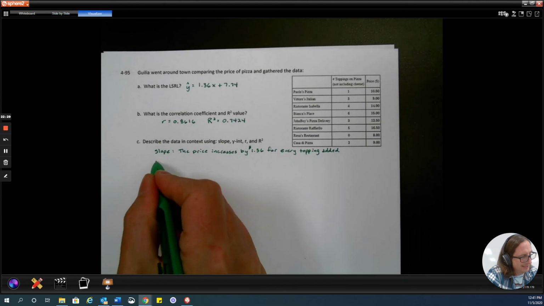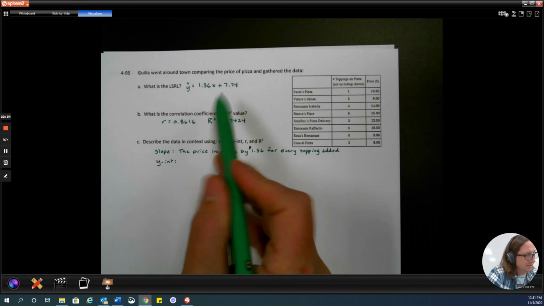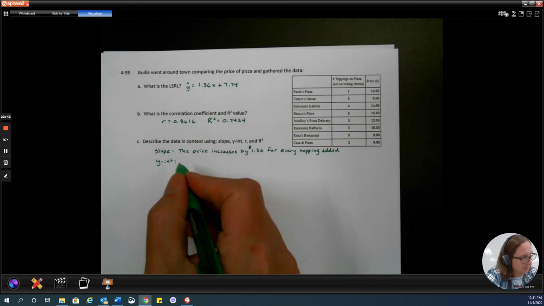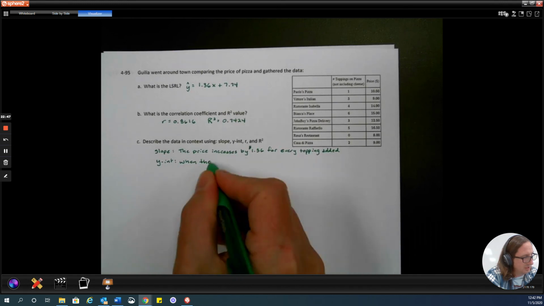Let's look at the y-intercept. The y-intercept in this situation says that when we have 0 toppings, we should have a price of our pizza of $7.74. I guess that's like cheese pizza.